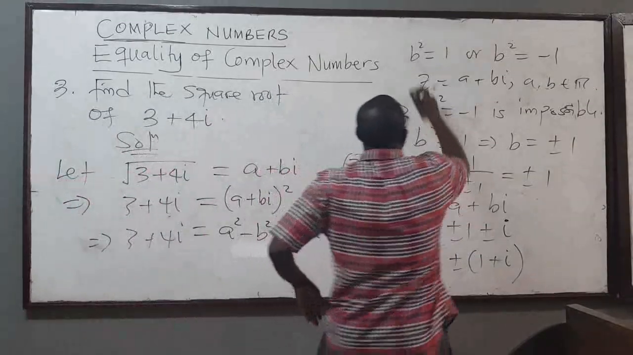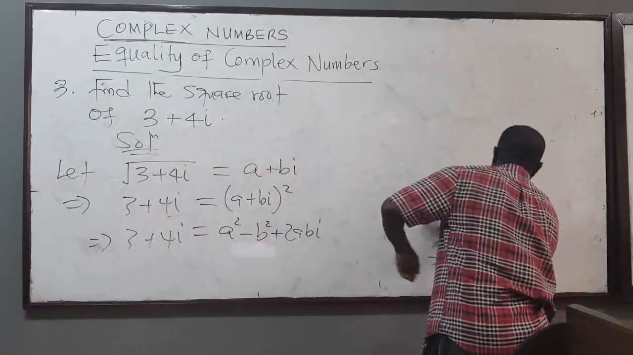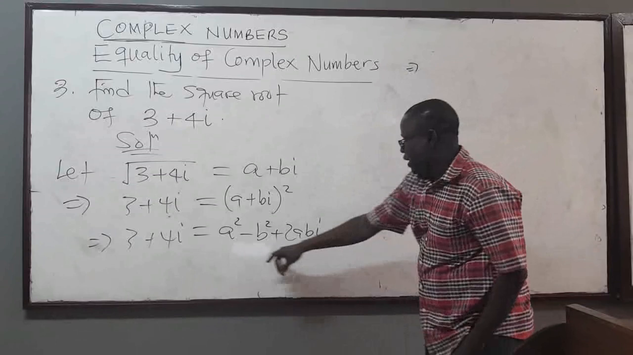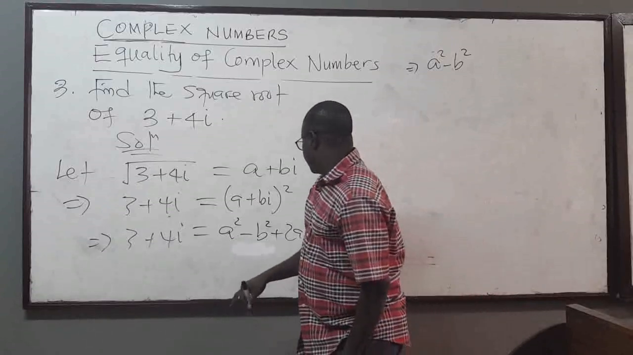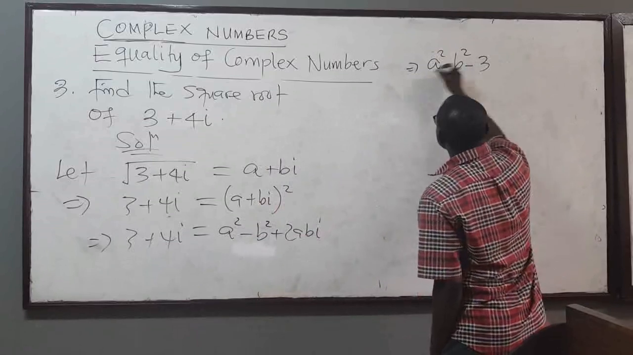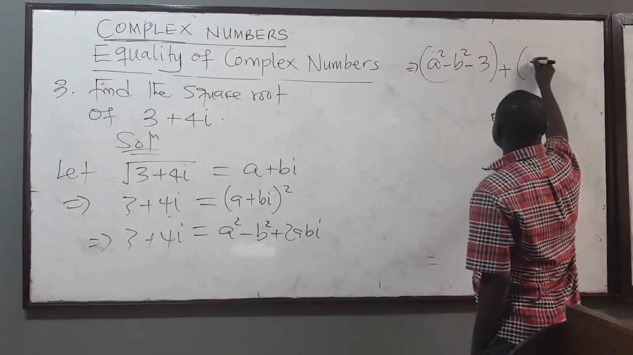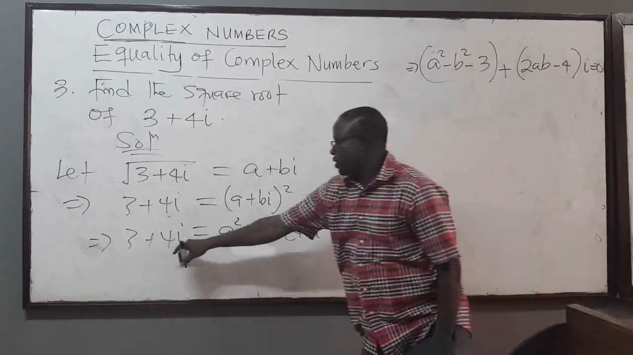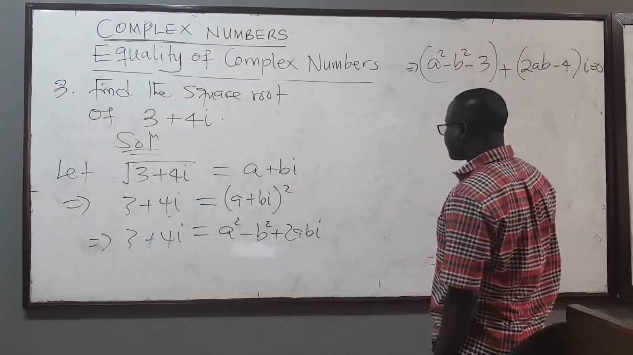Which means that I have, which implies that I'm going to group the terms: a squared minus b squared, and then this and this will give me minus 3, that's the real part, and then I have 2ab minus 4i, which is equal to 0. So I just brought all of these terms to that side, and I grouped them.